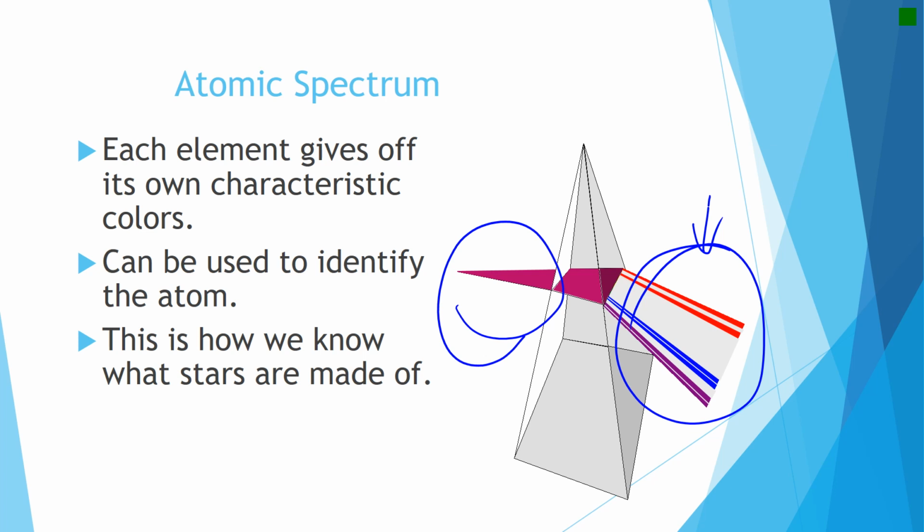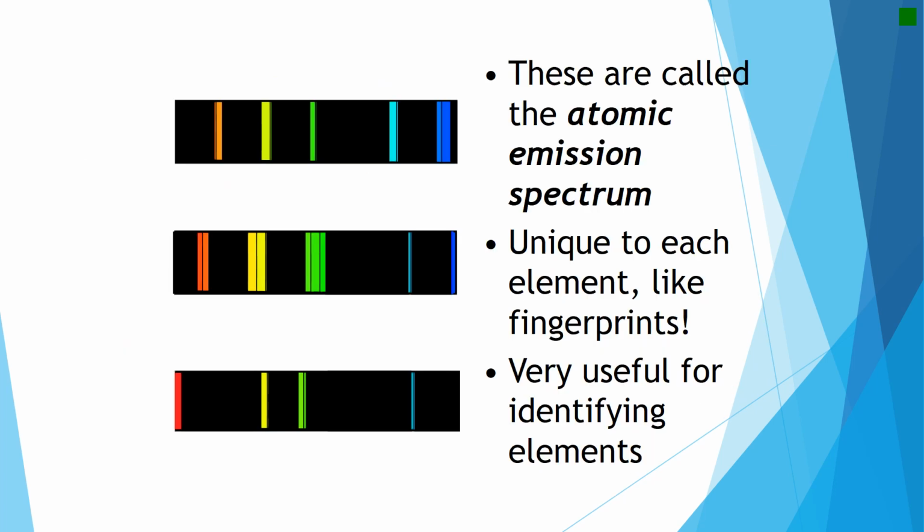This is how we know what stars are made out of, because obviously we're not going to the star. So what we do is we use really expensive prism-type things, and they are able to separate the light into its line spectrum, and from there we can identify what elements are present on those stars and our sun.